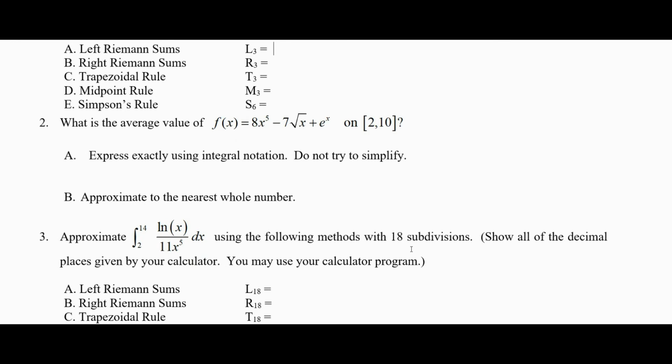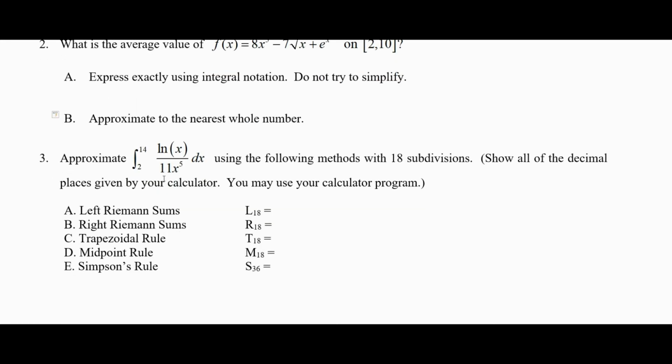Next, find the average value of 8x to the fifth minus 7 square root of x plus e to the x on the interval from 2 to 10. Write out the integral expression for this. Don't necessarily try to simplify it, and then just approximate it. You may use a calculator to do that approximation.